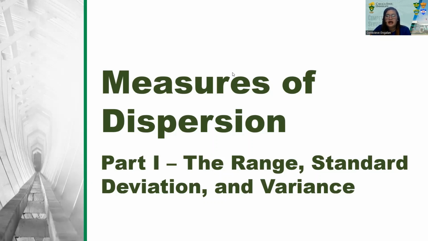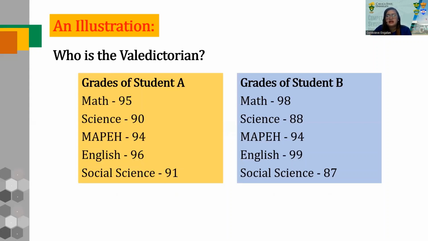Okay, so we have measures of dispersion. We have the range, standard deviation, and variance. And I think naapil ang coefficient of variation. Okay, so this is one of the applications of the measures of dispersion.